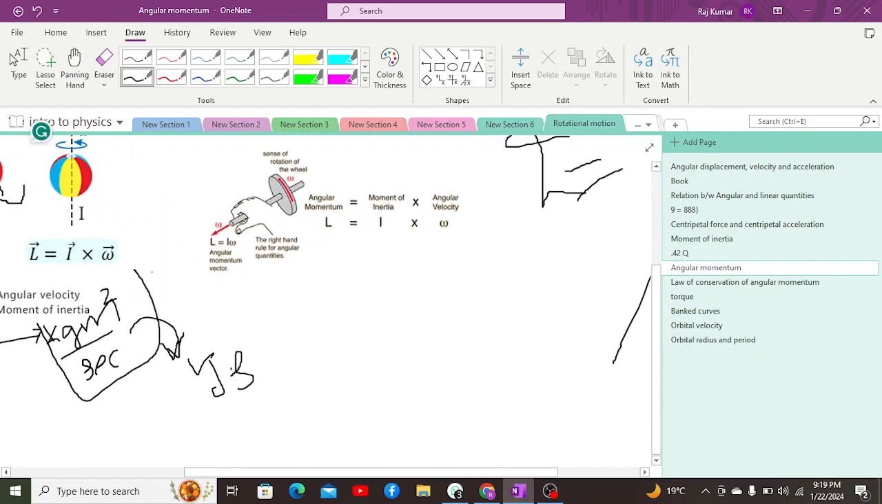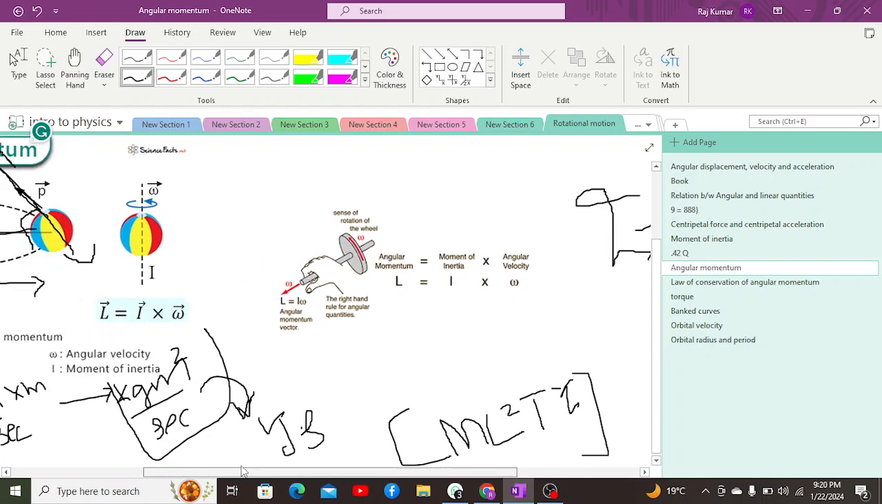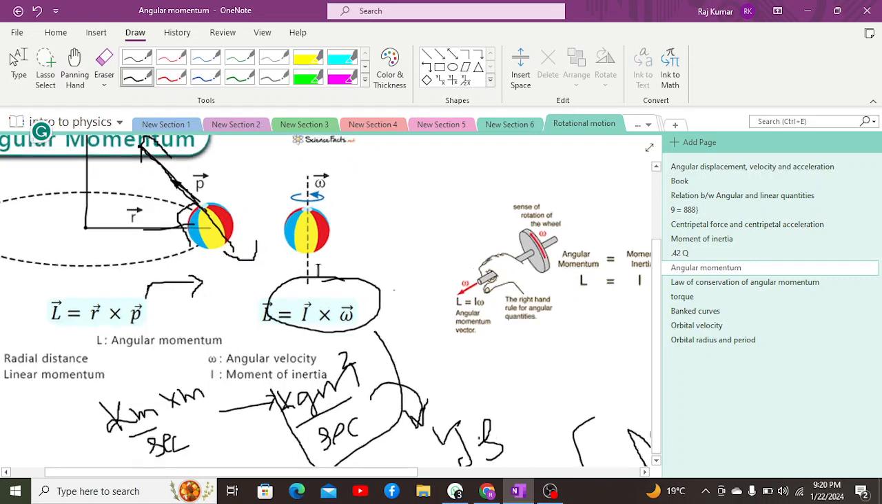Apart from that, when it comes to some other questions, the dimension is again simple: ML²T⁻¹, the same as Planck's constant. Planck's constant is the smallest constant, having a value of 6.634 × 10⁻³⁴ joule second. It is the smallest constant in physics. And we can also consider the value of L as Iω. How? We are going to check the derivation as well.